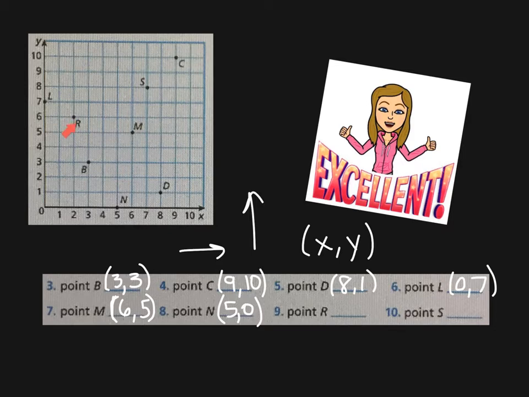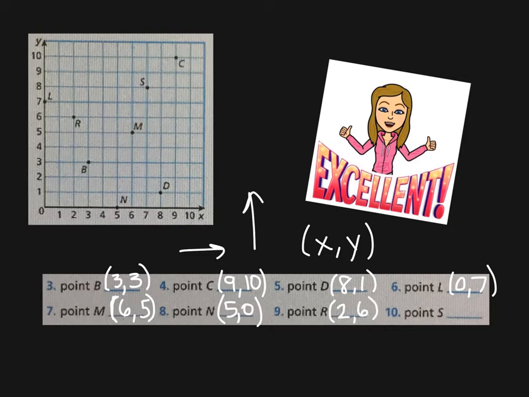Point R, I notice, so they went in 2, so that's our first number, 2, comma, and let's see, point R, so in 2 and up 6. Okay, so 2, 6 is the ordered pair.